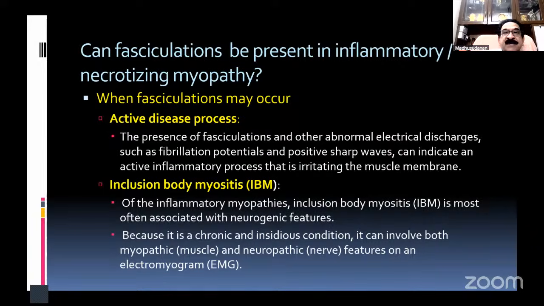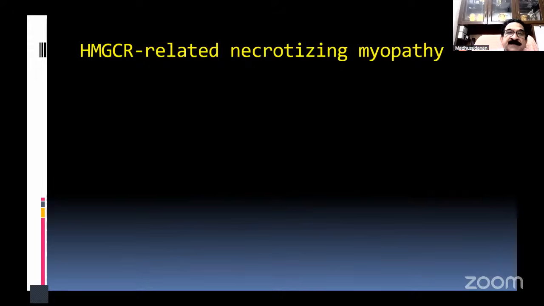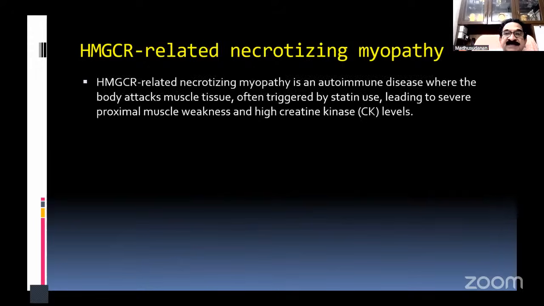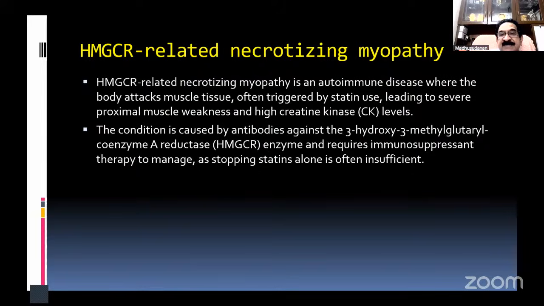Then a few words about HMGCR-related necrotizing myopathy. It is an autoimmune disease where the body attacks the muscle tissue, often triggered by statin use, leading to severe muscle weakness and high creatine kinase. The condition is caused by antibodies against HMGCR and requires immunosuppressant therapy to manage; stopping statins alone is often not sufficient.